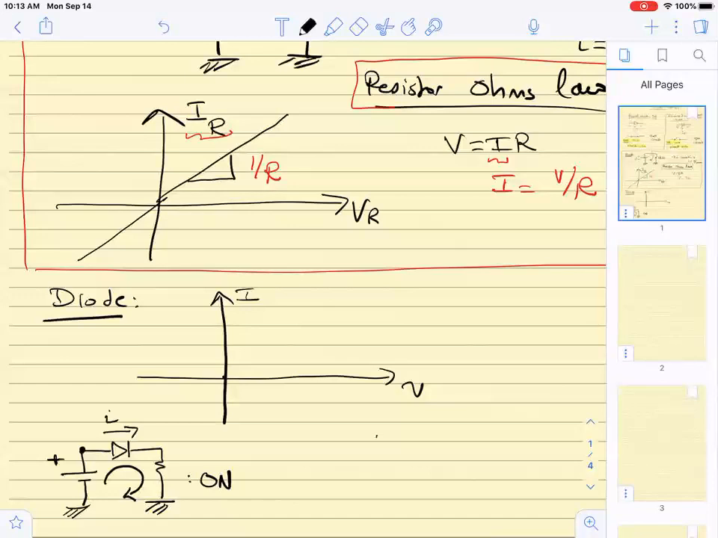But if the diode has a negative voltage across it, coming at the anode, what is the direction of the current flow we expected last time? From positive to negative, right?